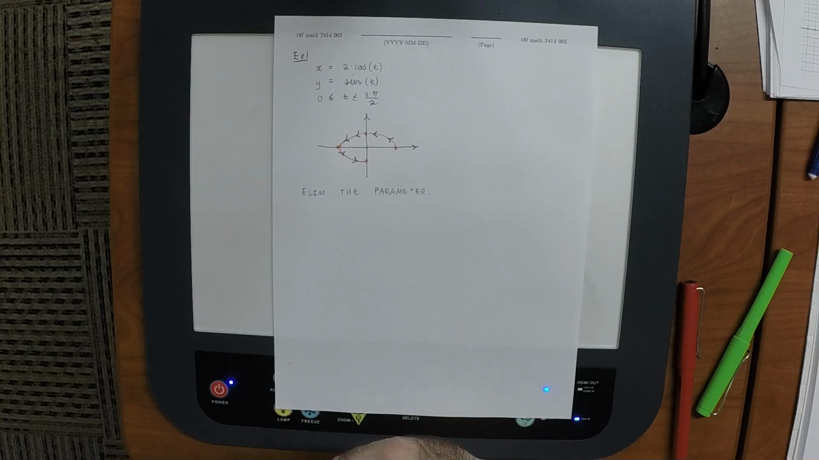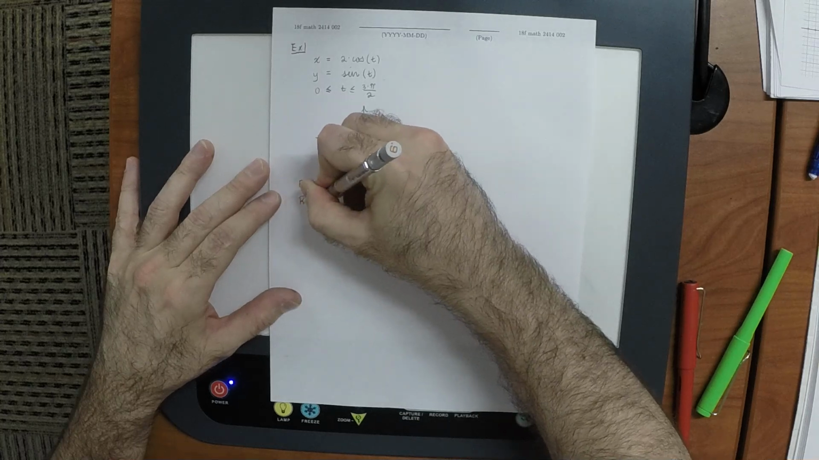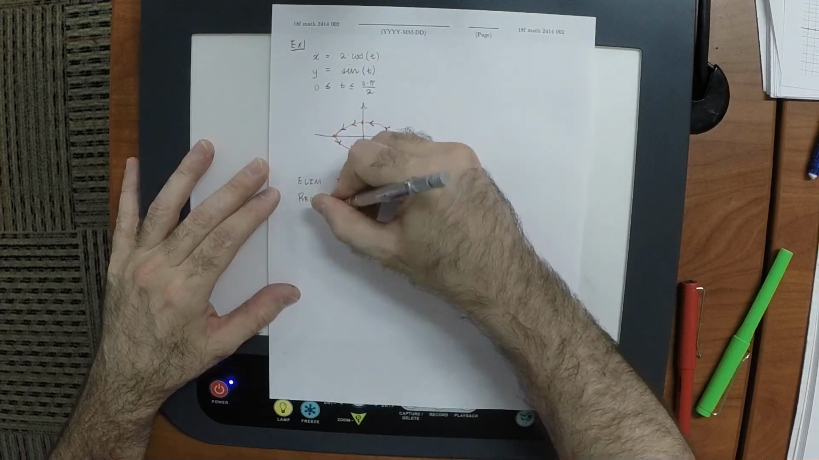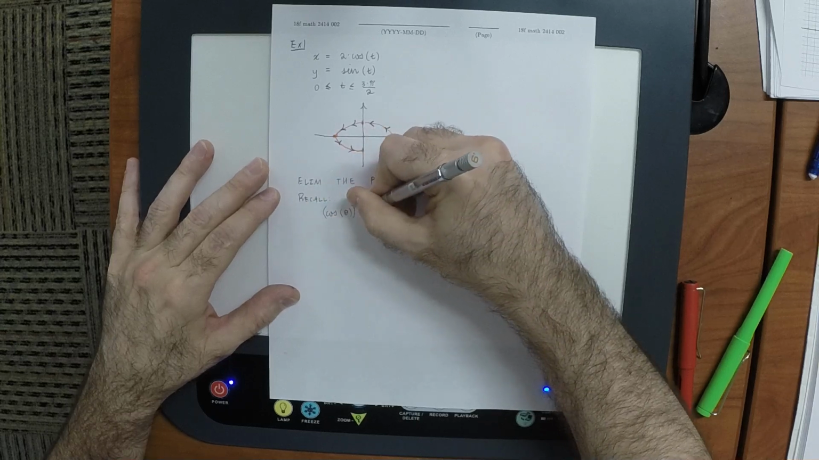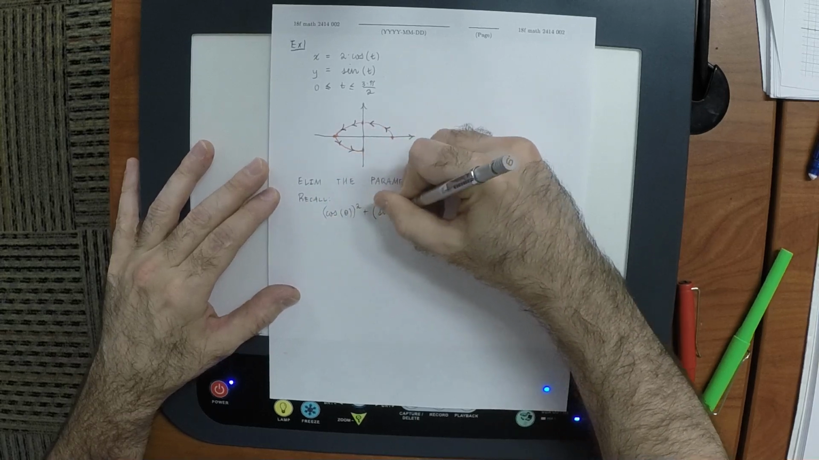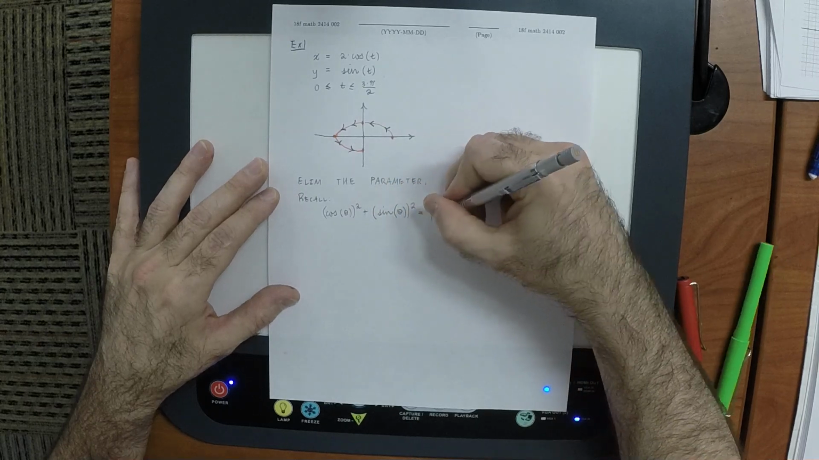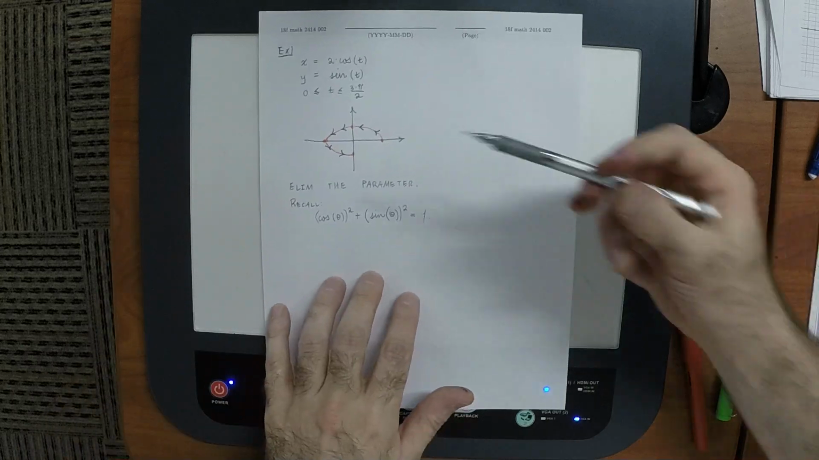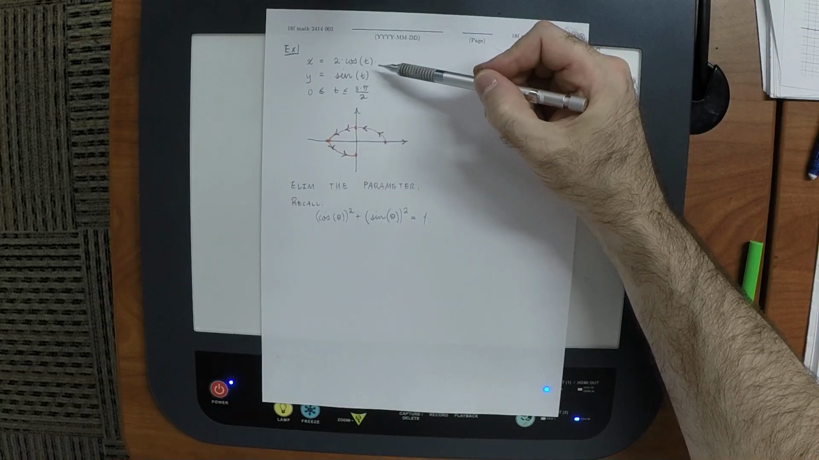We need a different way to go. So specifically, what I want you to remember is I want you to recall the Pythagorean identity: that the cosine of any theta squared plus the sine of any theta squared is what? 1. Is 1.